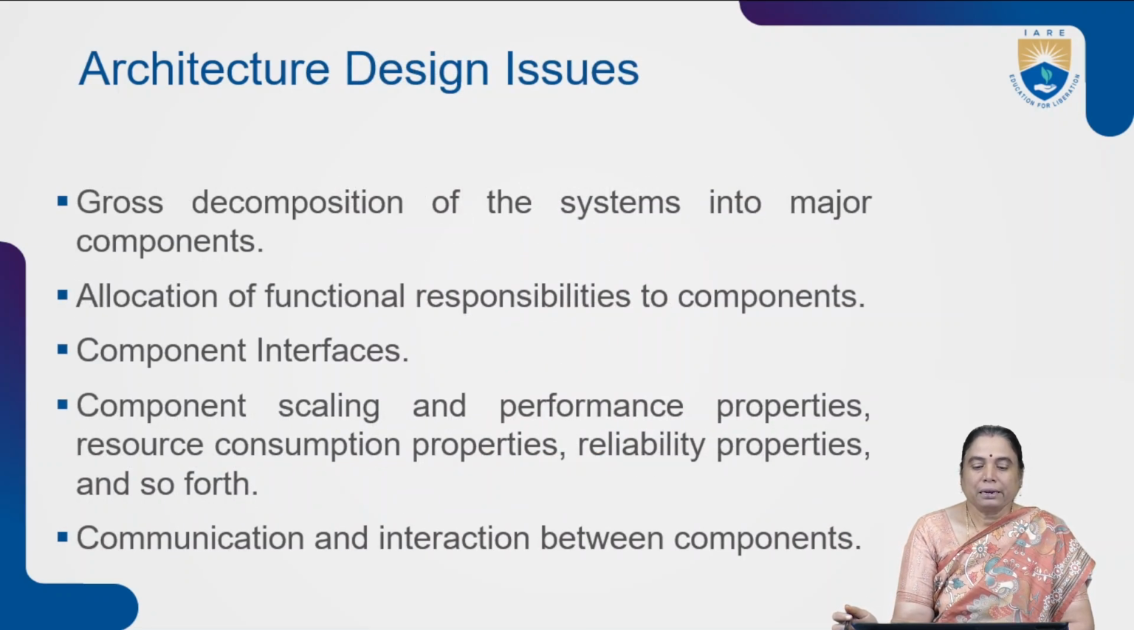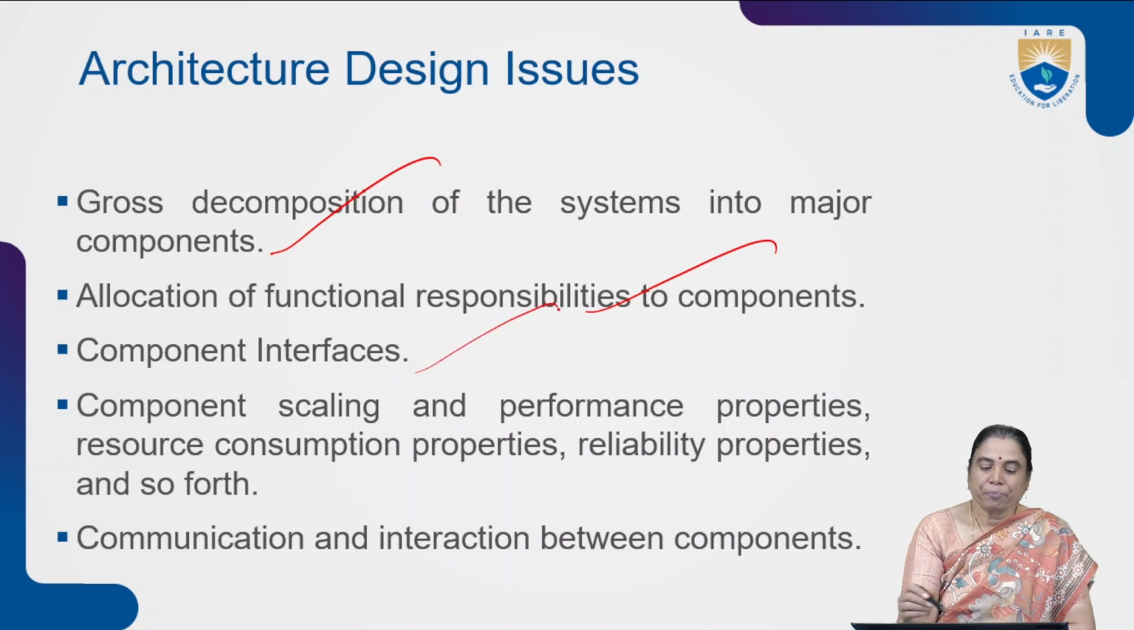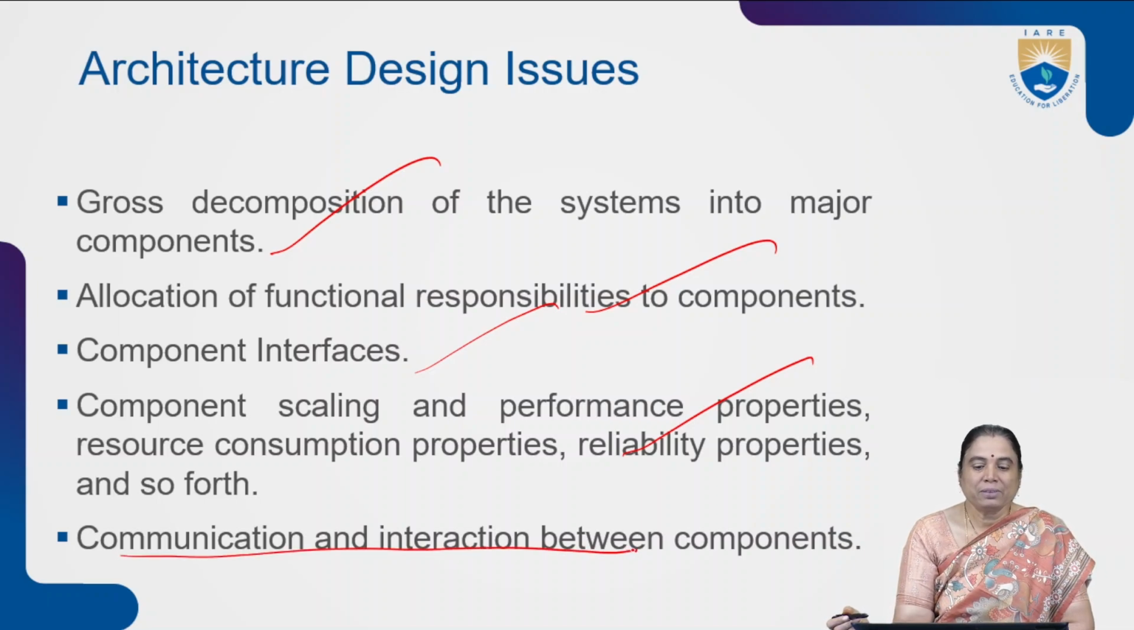The major architectural design issues are gross decomposition of the system into major components based on the separation of concern principle, allocation of functional responsibilities to the components, component interfaces, component scaling and performance properties, resource consumption properties, and reliability properties. Communication and interaction between the components is a major issue in architectural design.